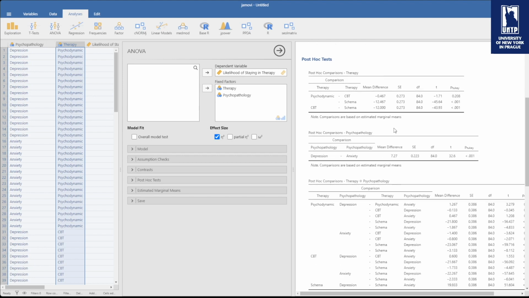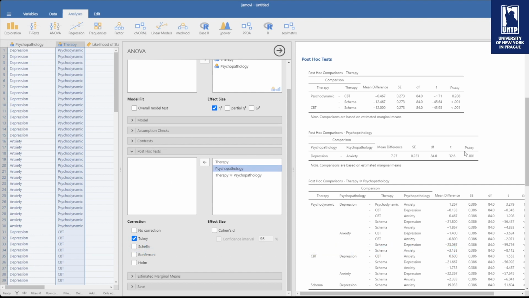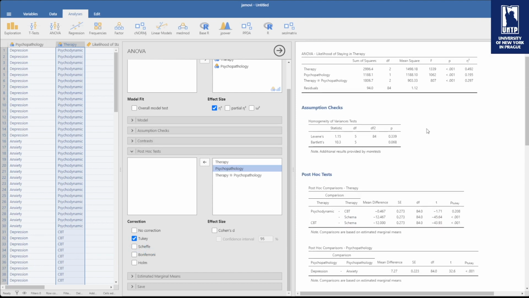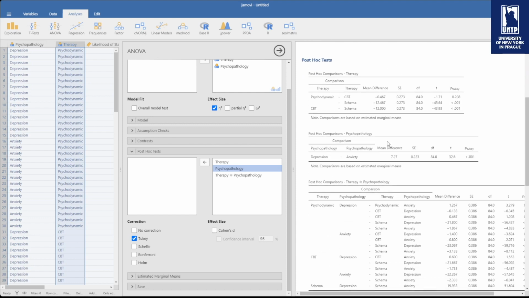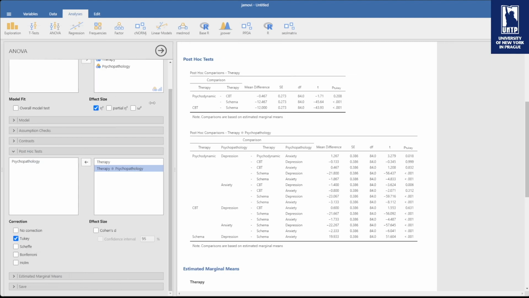Now, main effect of psychopathology, virtually it's a between subjects t-test, or t-test for unrated scores, depression, anxiety, significant, of course, because there's only two terms. This means that practically, for post-hoc tests, we need at least 3 levels, so we can remove it, you can keep it here, but it's basically just the same as this one, more or less, just like a t-test. So let's remove it.